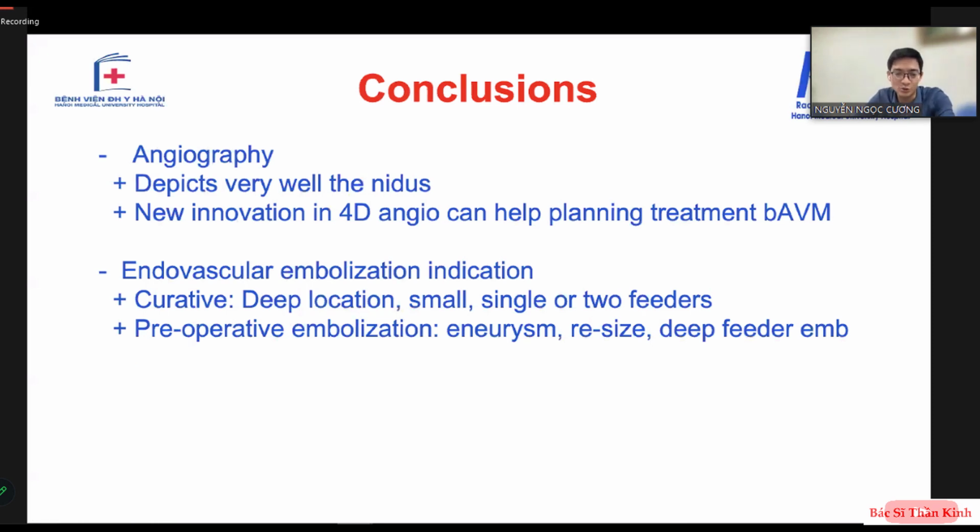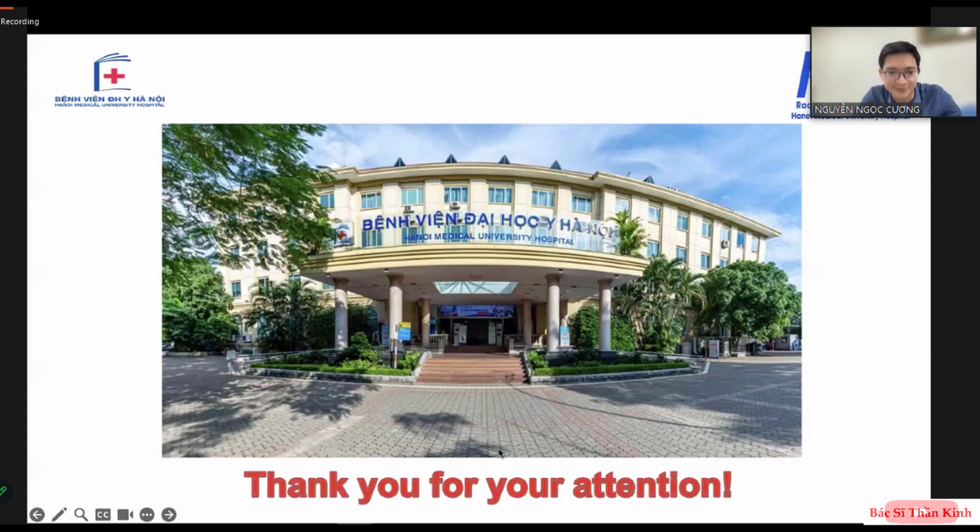Okay, I would like to conclude my presentation here. First, angiography is now very useful to display the nidus of the AVM, to have the interventional radiologist or the surgeon or the sclerotherapist plan the treatment of AVM. And the new innovation in 3D angiography is very useful to plan the treatment of AVM. So endovascular embolization indication includes curative or pre-operative embolization. Thank you very much for your attention.